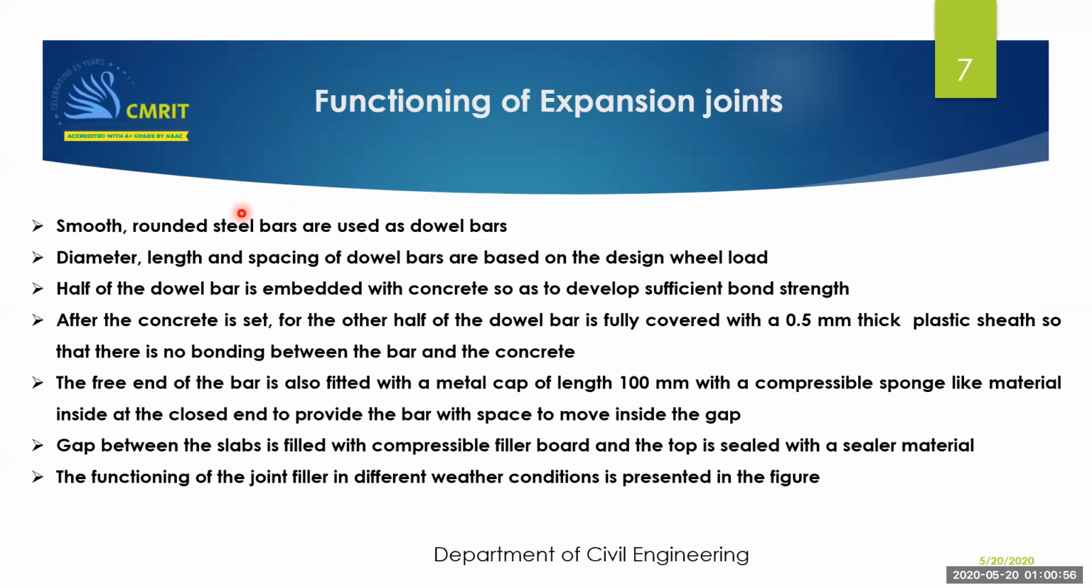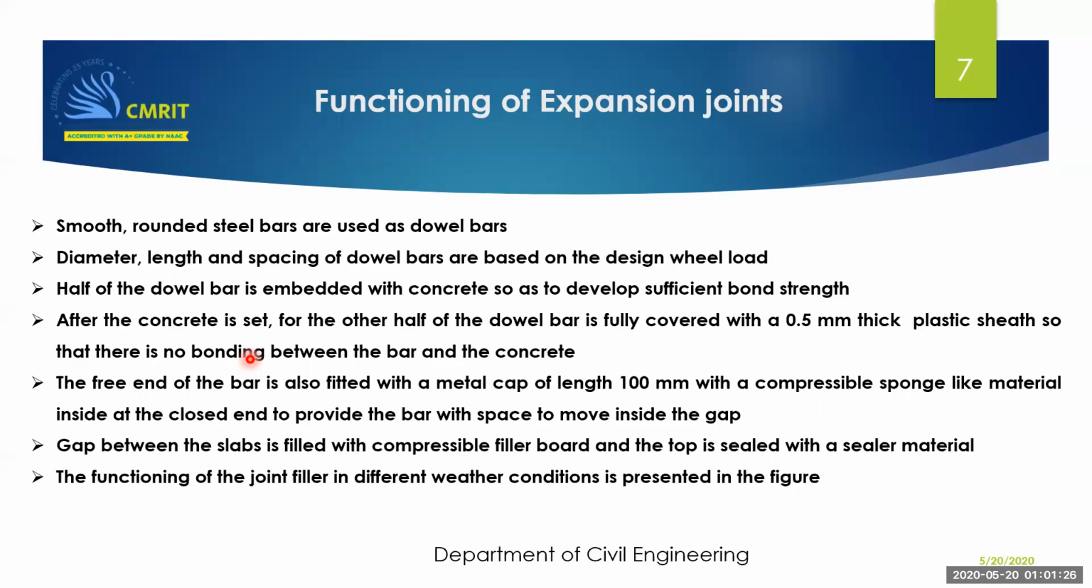I'll just read this. Already we have seen all these things. So these are small rounded steel bars used as dowel bars. The diameter, length and spacing are based upon the design load. If you recollect, it is based upon 40% of the design load. Half of the dowel bar is embedded in concrete so as to develop a sufficient bond length. And after the concrete is set, the other half of the dowel bar is fully covered with a 0.5 mm thick plastic sheet so that there is no bond between the bar and the concrete.